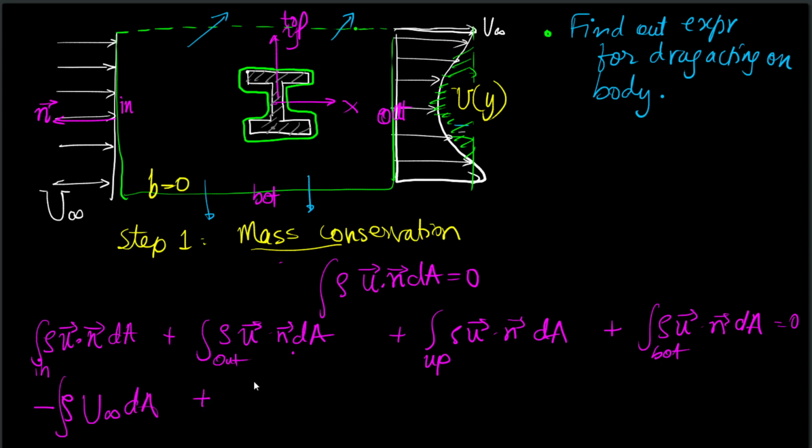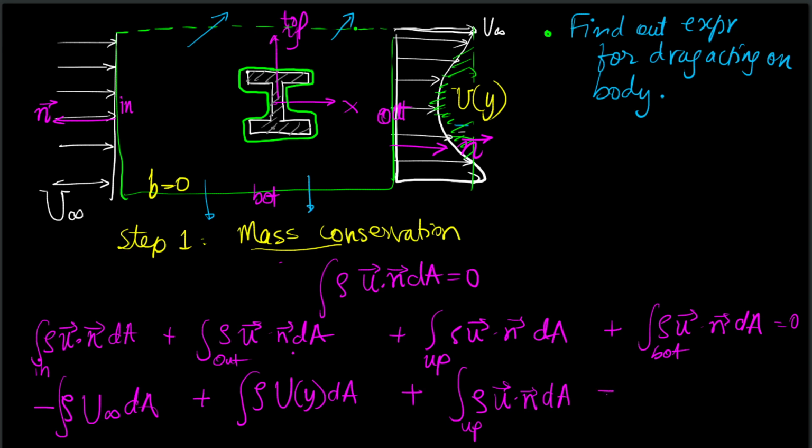What about the exit? It will be plus, so u as a function of y is in this direction, the n vector is also in that direction, so this will be rho u as a function of y dA. Plus, let us write these terms down. So it is rho u dot n cap dA on the up face plus rho u dot n cap dA on the bottom face.